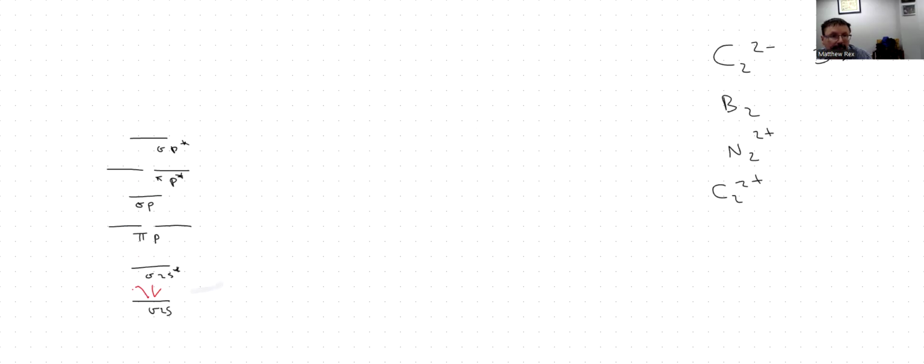Now we'll do the same for boron, B2. Boron has 3 valence electrons. 2 of those will be 6. So 1, 2, 3, 4, 5, 6. So here I'm going to have 4 electrons in bonding orbitals, 2 in antibonding, and a bond order then of 1.